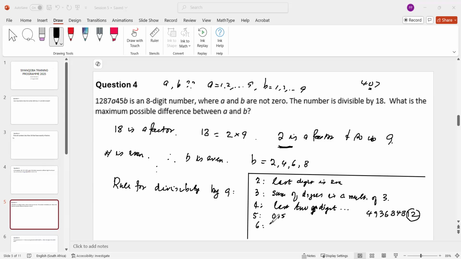6, you have to check 2 and 3. You have to see whether it's even, and also whether the sum of the digits is a multiple of 3. So you have to make 2 checks, and that will tell you whether it's a multiple of 6. 7, we don't know. There are rules for 7, but they're not very well known. And then you've got 8 also. 8 is the last 3 digits. So for 2 it's the last digit, for 4 it's the last 2, and for 8 it's the last 3, because these are 2 squared and 2 cubed.